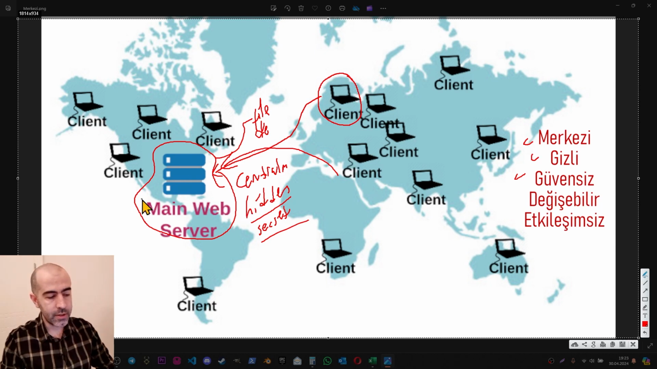And also these servers are owned by big companies like Google, Amazon, etc. They have the right to change or delete my file. When I upload my file, it means I agree to these terms. So there is this changeable risk as well.